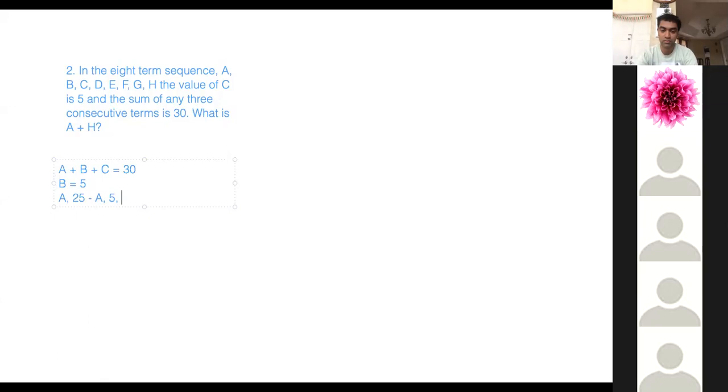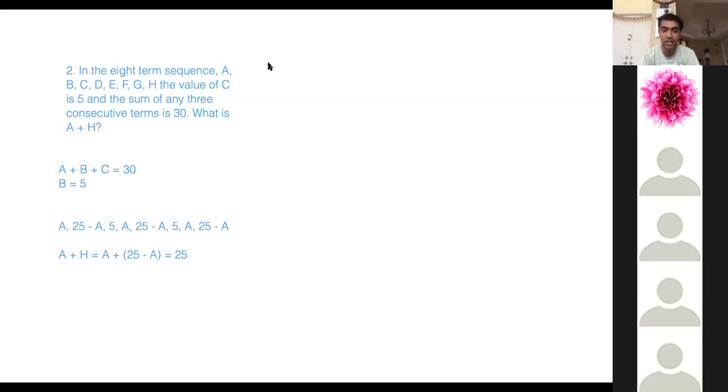And then you keep using that pattern. So for the next 3, e is equal to 25 minus a, and then f is also 5, like how c was 5, and then g is equal to a. So finally, you can see that h will be 25 minus a. So then to find a plus h, you can just do a plus 25 minus a, and that all cancels out, so you get 25. Good. Yep, that's correct.